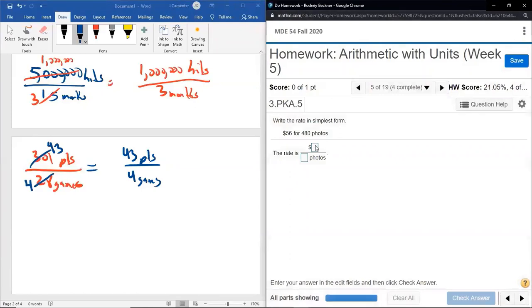And talking, reading, talking, whatever. All right, the rate in simplest form. So again, numbers top and bottom. So we have dollars over photos. So $56 for 480 photos.